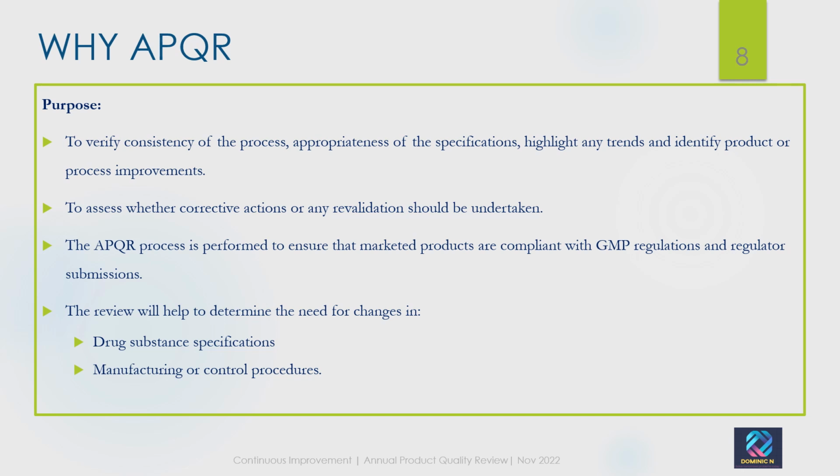The APQR process is performed to ensure that market products are compliant with GMP regulations, because one of the things that you would review in the APQR is that you are in line with regulatory specifications, right? The review will also help to determine the need for changes in the drug specification and manufacturing process or control.